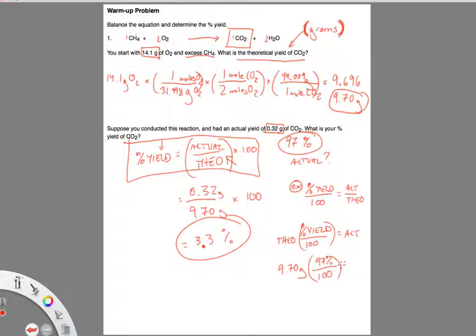So what would that be? 0.97 times 9.70 is 9.409. With 2 sig figs, that would be 9.4 grams. So that would be our answer. If we had 97%, our actual yield would have been 9.4 grams. And that should make sense to you because it's very close to 9.7.